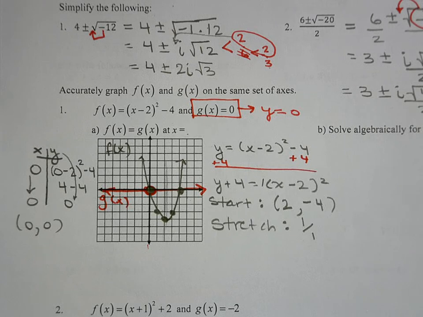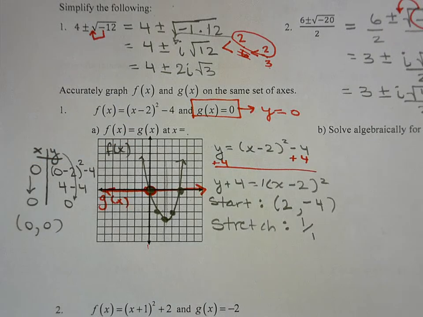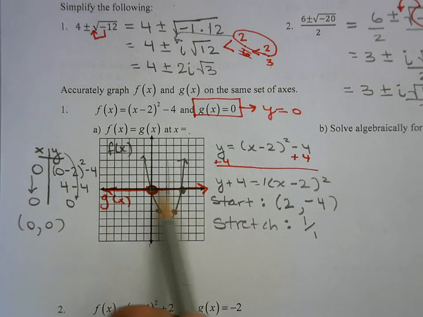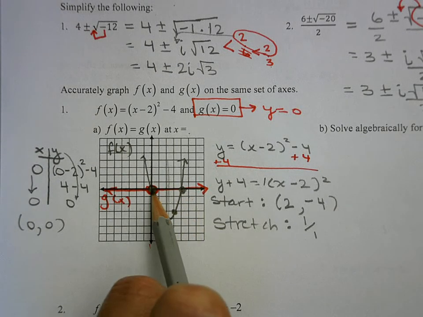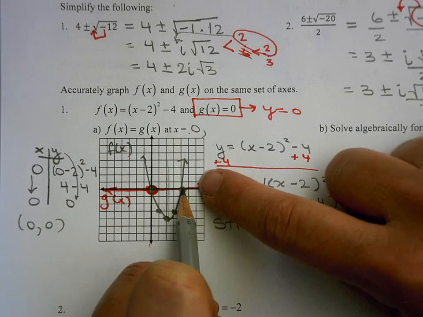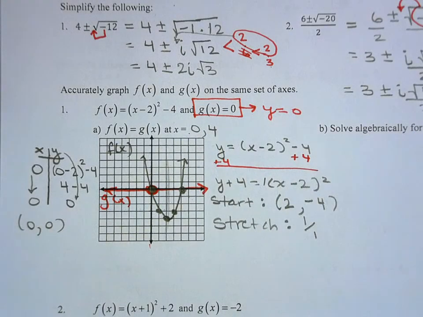And so then now for part A, they're asking where does f of x equal g of x? So they're going to equal wherever they intersect. And they just want the x value. So they intersect in 2 places, so here and here. And so that occurred at x equals 0, because we want the x value, and then right here, that was at x equals 4. Okay. So they intersect at 0 and 4.